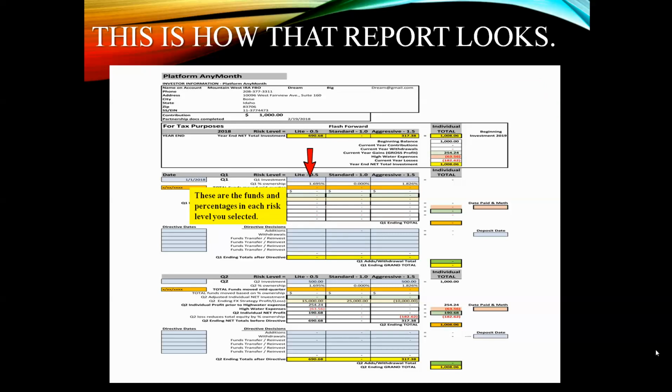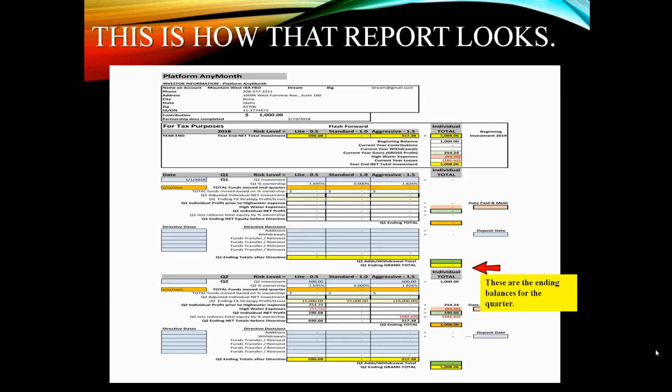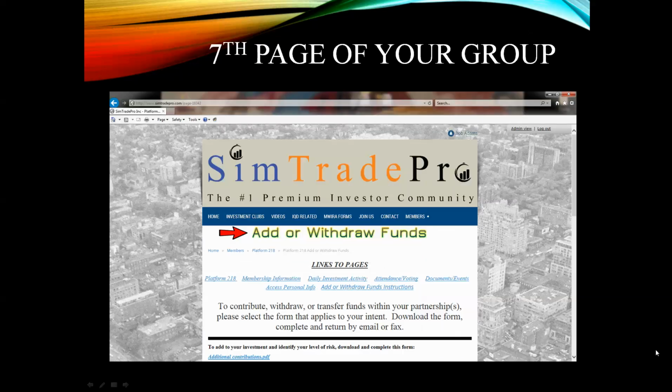Each of the quarters is broken down, so you have your percentage of participation, the light, the standard, and the aggressive. And then these are the directives. So when you send the directive in to say, I want to add funds, withdraw funds, move funds, all of those are indicated in this particular report. Then it'll also show the individual results. And then obviously it goes on to the second quarter, third quarter, fourth quarter.